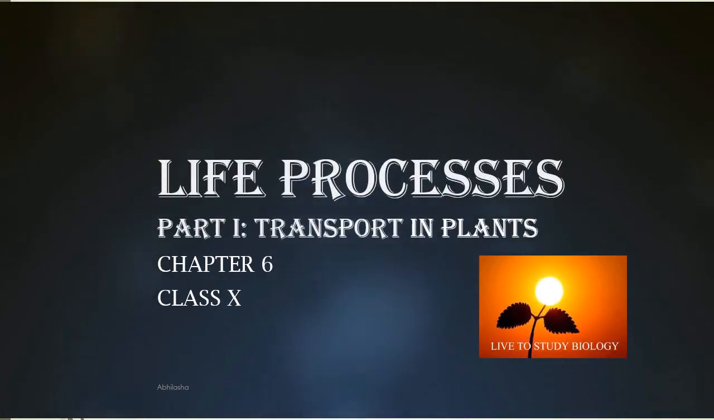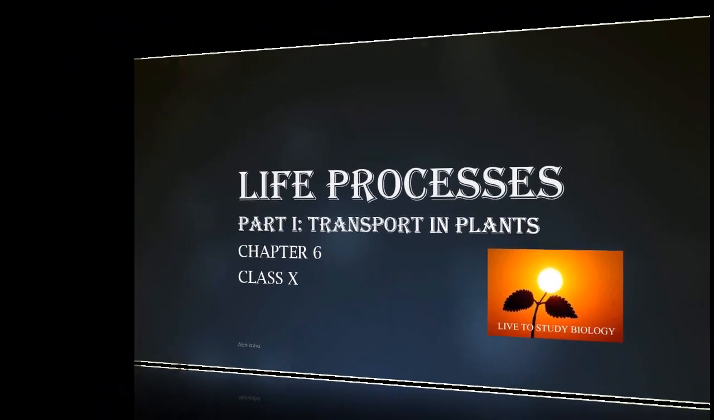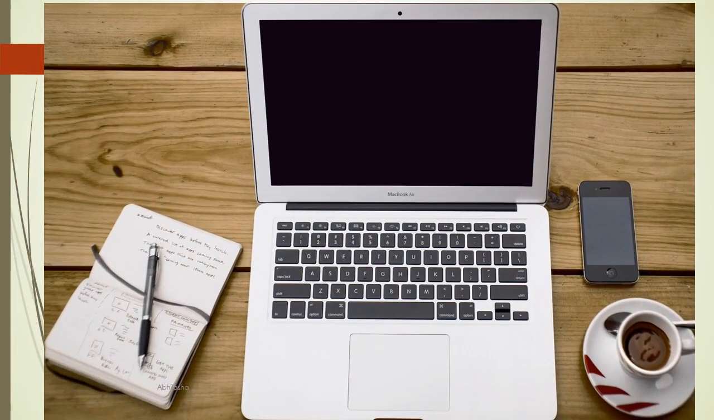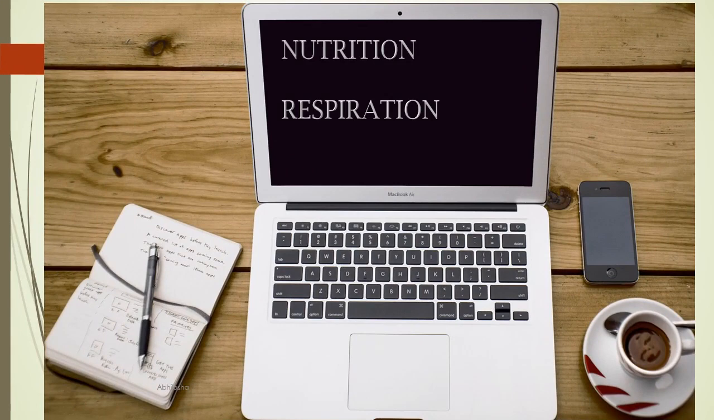Welcome back, students. Today we'll start with transportation in plants. We've already covered nutrition and respiration in plants. For respiration, plants need food and oxygen. Food it gets from photosynthesis, and oxygen, well, that too it gets from photosynthesis during day, at night from air.